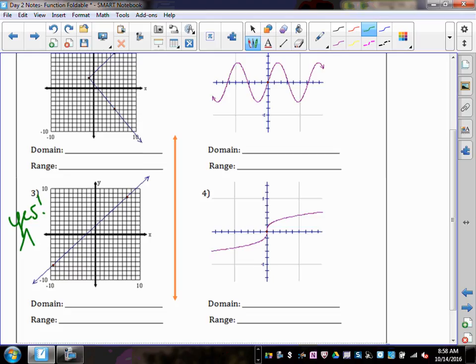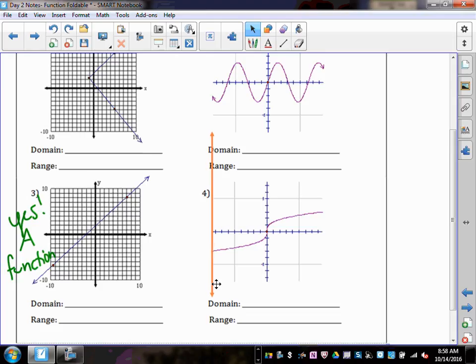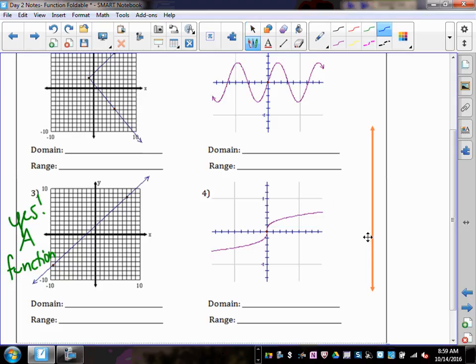Yes, function. I feel like number 4 is kind of tricky looking. When we do number 4 and we bring it along, just one point, one point, one point right here, it's only hitting that one particular point. It gets really, really close, but it's only hitting that one dot that you see on your graph. So this is a function. So 4 is yes, a function.